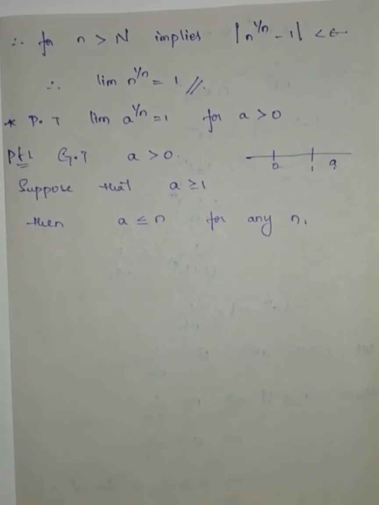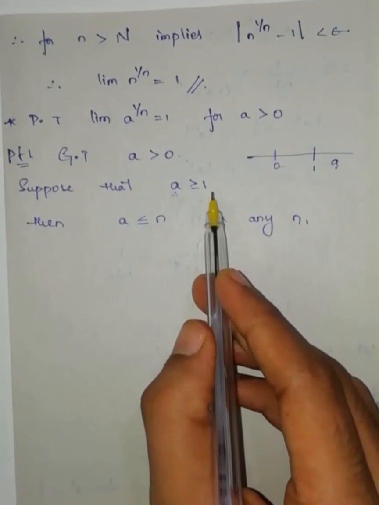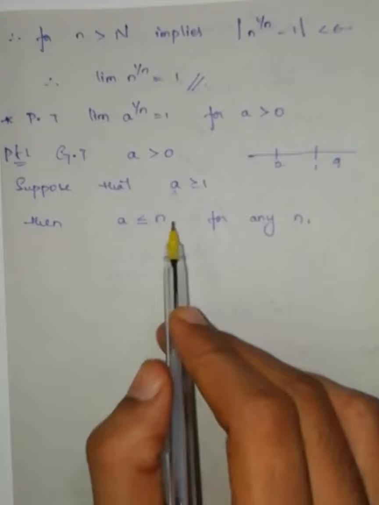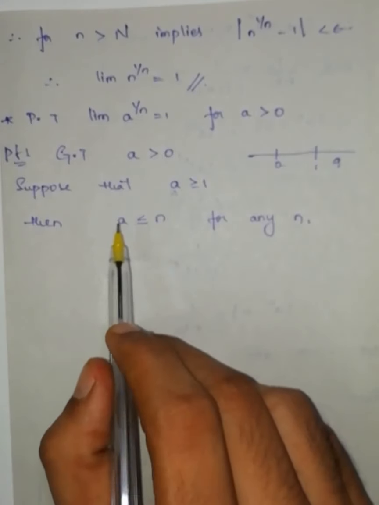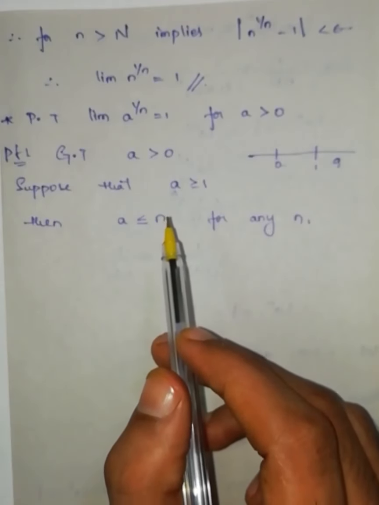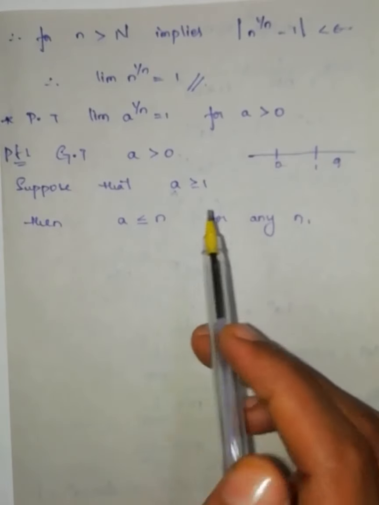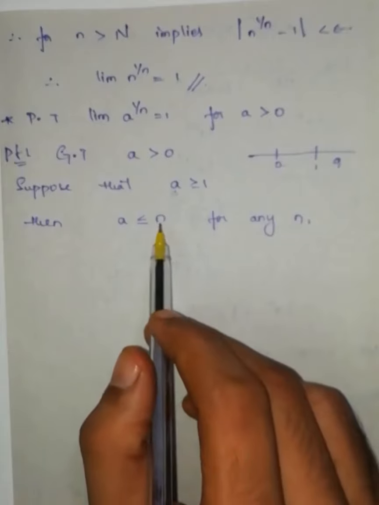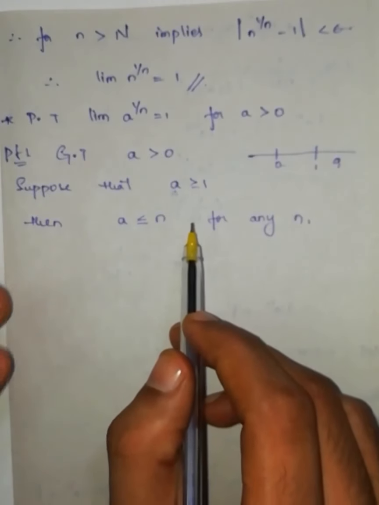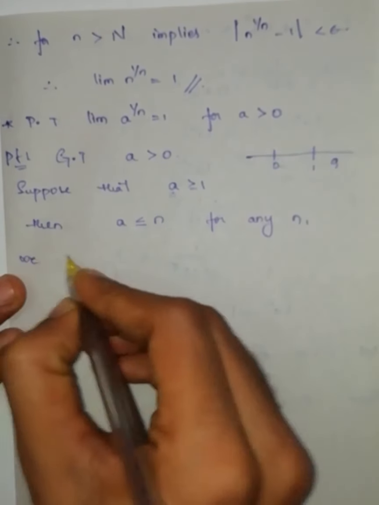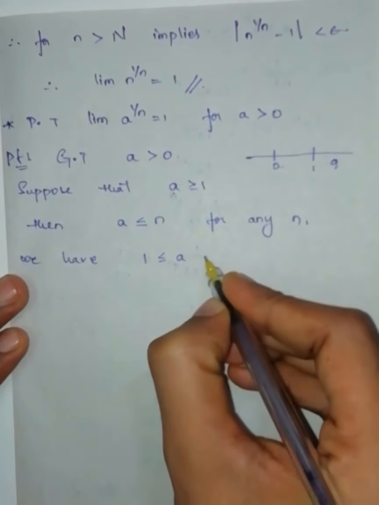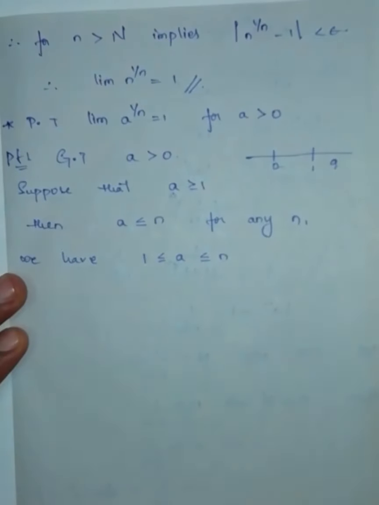There exists some n. If I take a as any real number greater than or equal to 1, then there exists an n such that a is less than or equal to n. If I say a is 100.001, I can take n as 101, 102, 103, and so on. Now what we got is 1 is less than or equal to a is less than or equal to n.